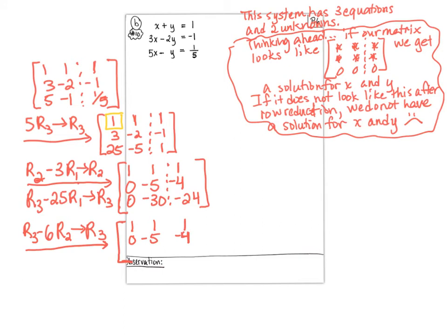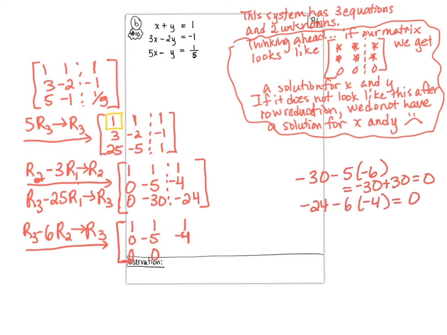Ignore the word observation. And then we're going to do row 3 minus 6 row 2. 0 minus 6 times 0 is 0, good. And then negative 30 minus 6 times negative 5 is 0, good. So we have negative 30 minus 5 times negative 6 gives us negative 30 plus 30, which is 0. And then what's negative 24 minus 6 times negative 4? 0. 0 as well, right?